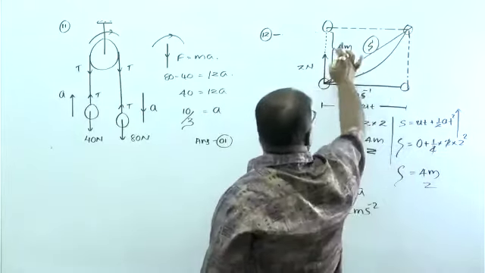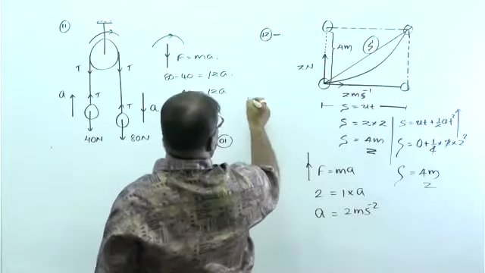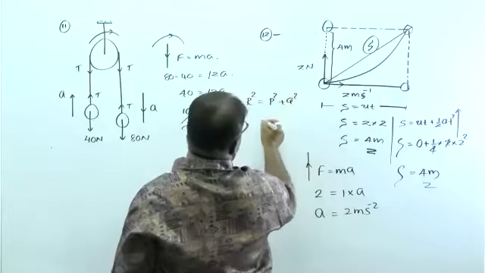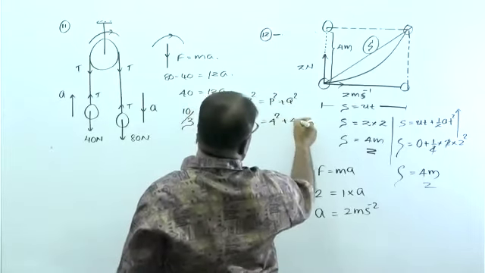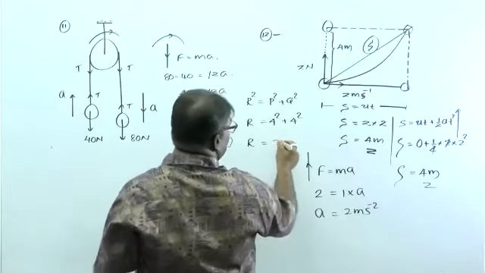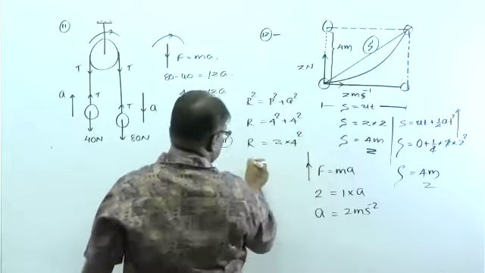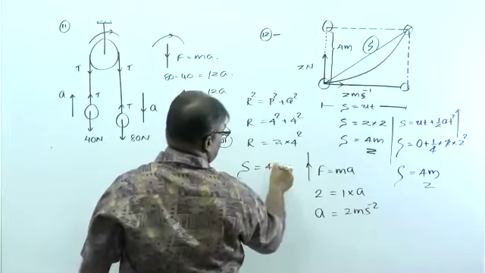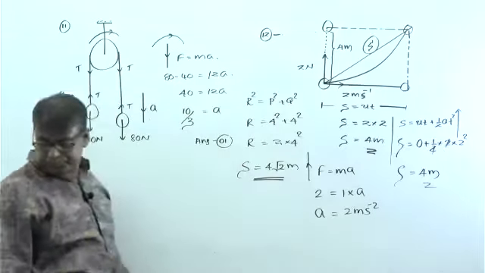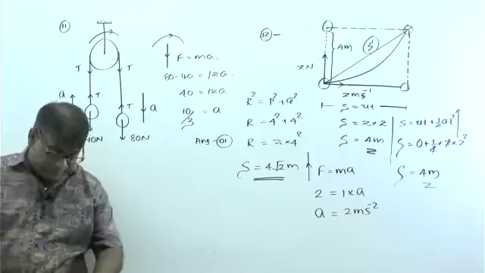Let's use Pythagoras here: R squared equals P squared plus Q squared, 4 squared plus 4 squared. Then R squared becomes twice of 4 squared, so S is 4 root 2 meters. Can you put the final answer? Okay, then the correct answer is the second one.